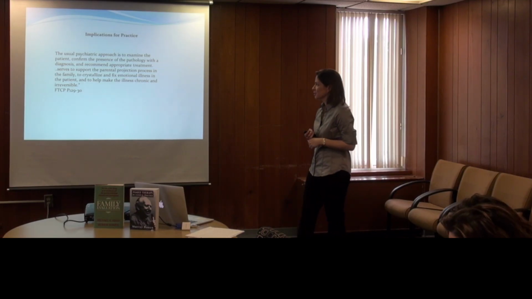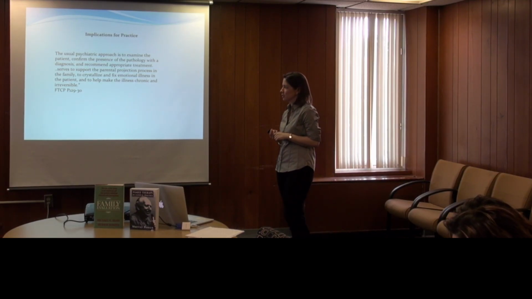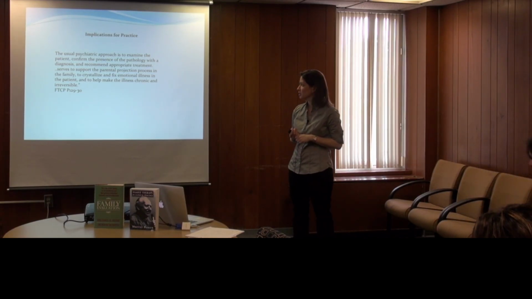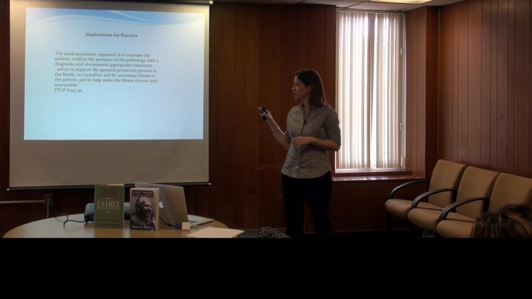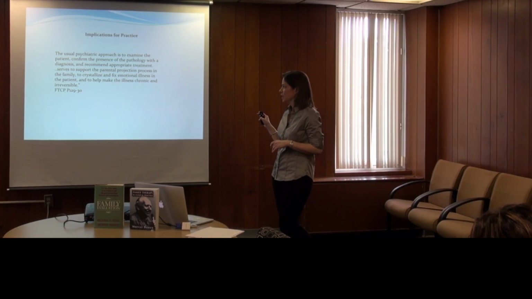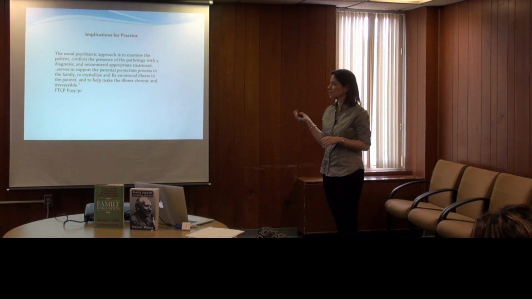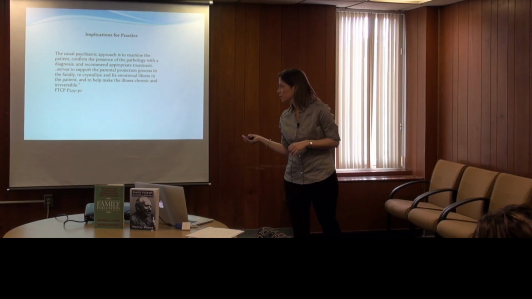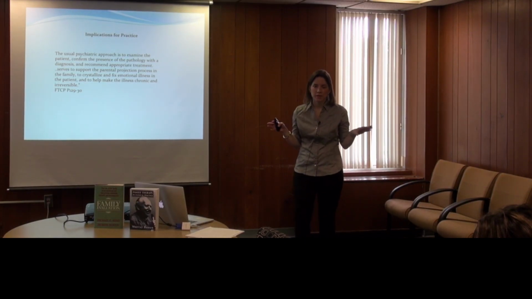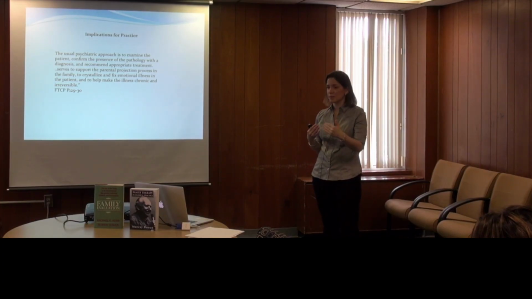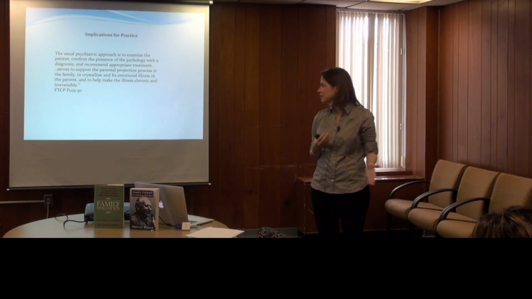So the usual psychiatric approach is to examine the patient, confirm the presence of the pathology with a diagnosis, and recommend appropriate treatment. So it serves to support the parental projection process in the family and to crystallize and fix the emotional illness in the patient and help make the illness chronic and irreversible. So he argues that if the roles in the family do not change, or if there's not an awareness of the systems affecting the client, this can lead to a perception, and then following through, in the idea of a chronic illness.